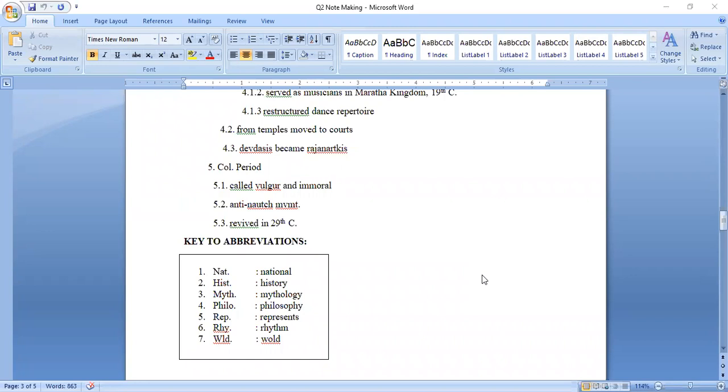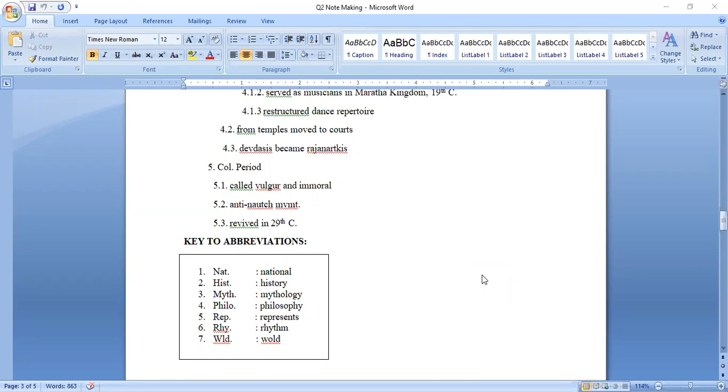Right, sir. So we are writing the key to abbreviations. Whatever short forms we have used in the notes, we write separately for understanding. That means for that you will be given 1 mark. So we write the topic, then main section, subsection, and at the end of the notes we have to write it.